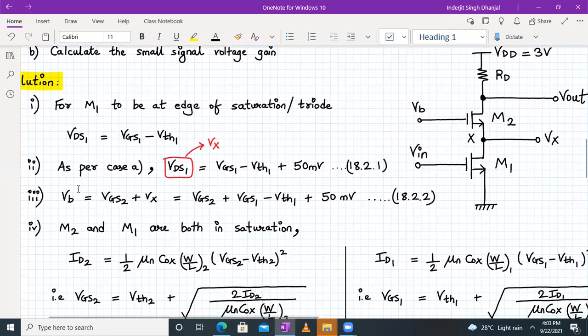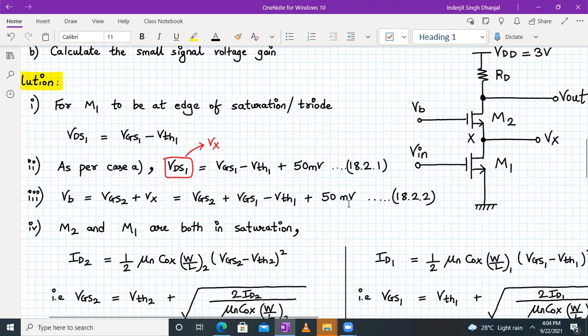And earlier we have derived this relation: VB is equal to VGS2 plus Vx. No need to derive this again, we derived it in the last lecture, in 18.1. So VB is given by VGS2 plus Vx. Fine. So what will be Vx? Actually, your VDS1 is nothing but your Vx value. So what will be your VB value now? VGS2 plus Vx. What is Vx here? VDS1. And what is VDS1? VGS1 minus VTH1 plus 50 millivolt.